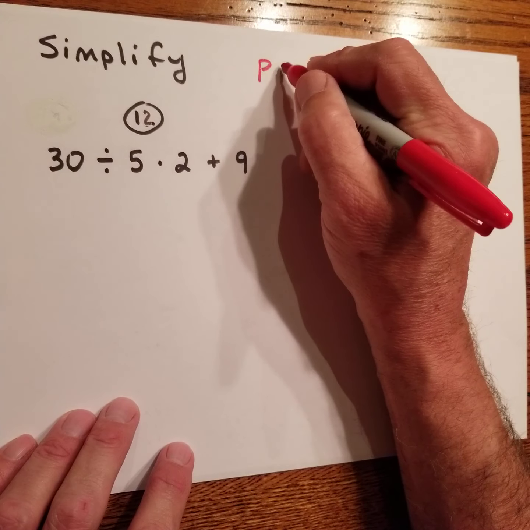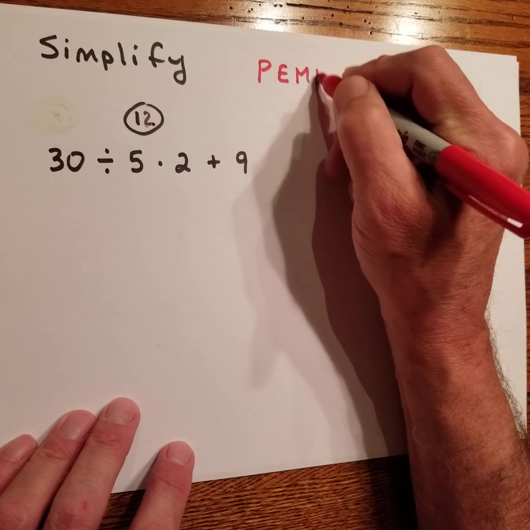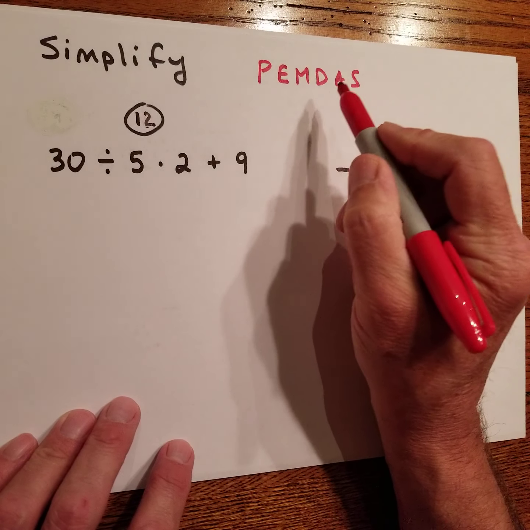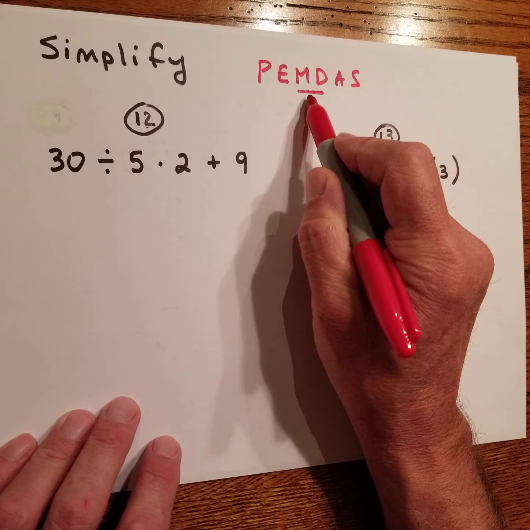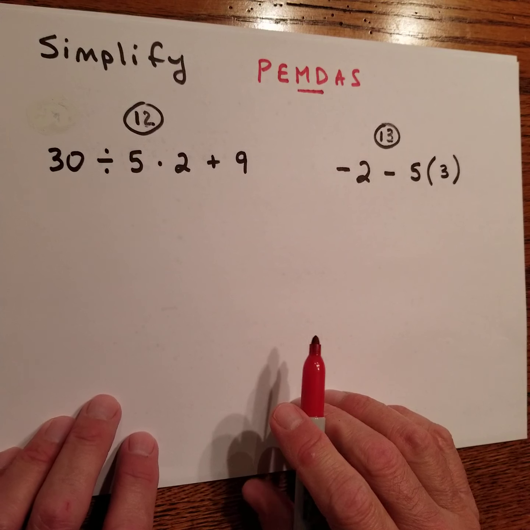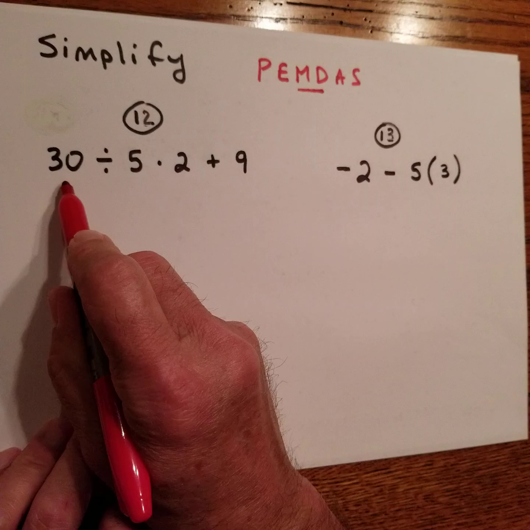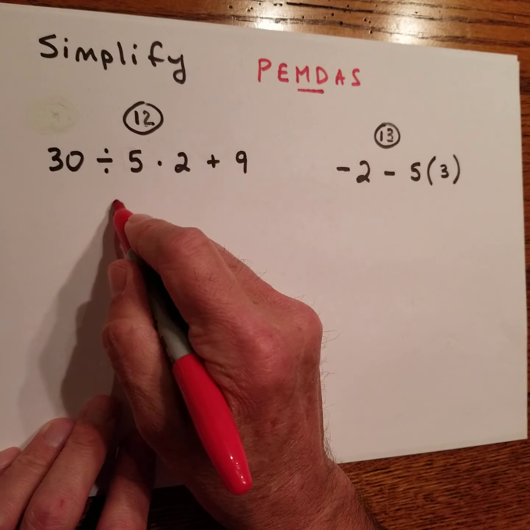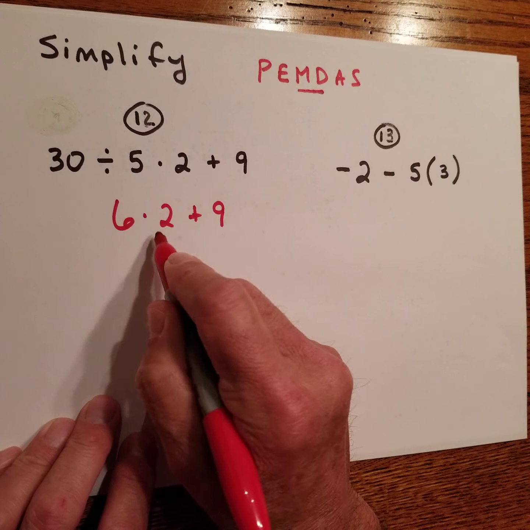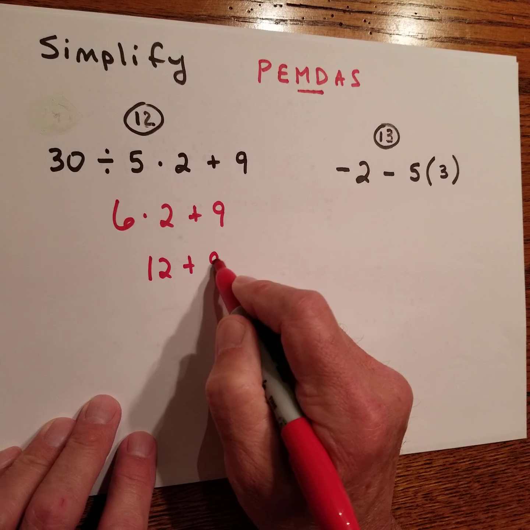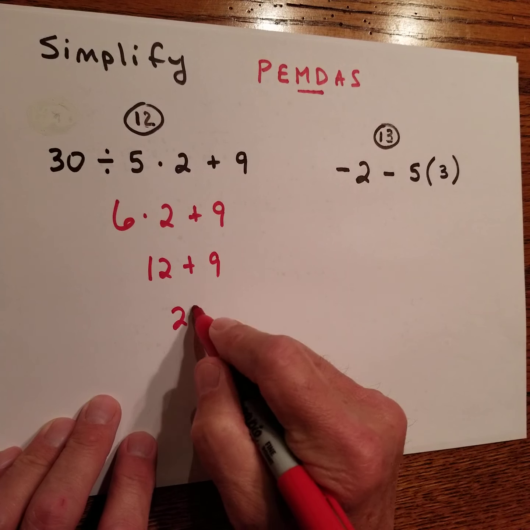When I think PEMDAS, I know that multiplication and division happen before addition. But if I have them both, I must go left to right. It must be 30 divided by 5, 6 times 2, then do the addition.